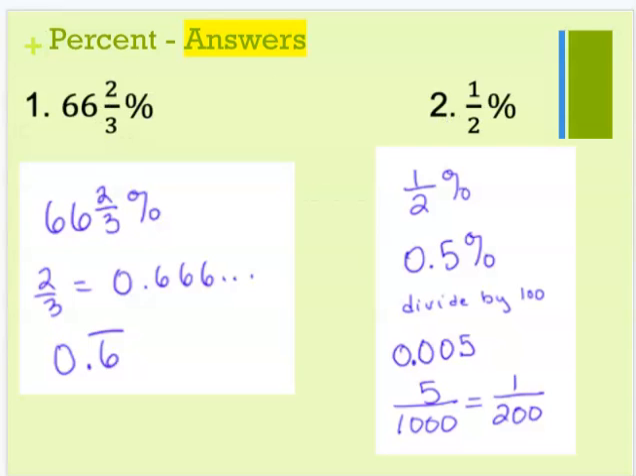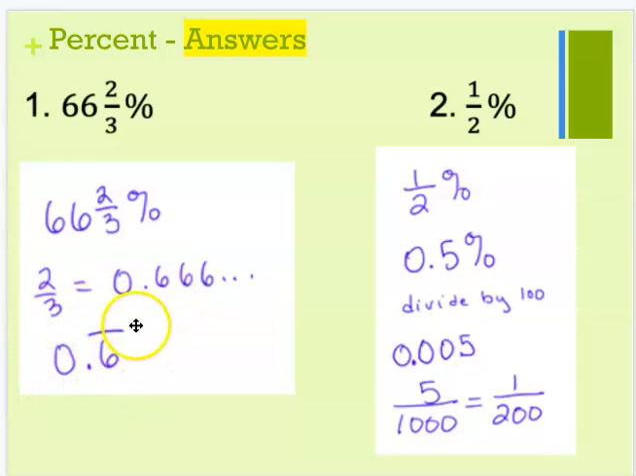So the first thing I remembered was that 2/3 is a 0, a decimal point, and 6's repeating. So if you think of that per 100, remember to get from a fraction to a percent, or from a decimal to a percent, you're going to multiply by 100, which would move your decimal point over 2 to the right.